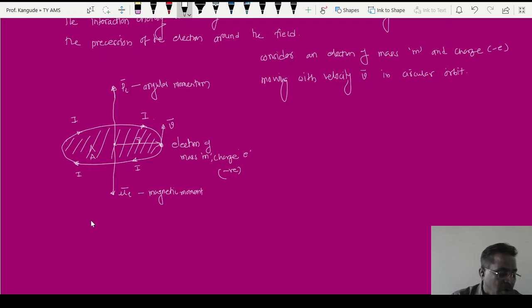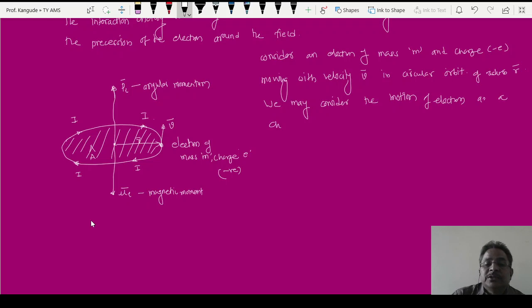That is actually the Bohr orbit, we can say a circular orbit of radius r. So we may now consider the motion of the electron as a charge circulating in a closed loop.